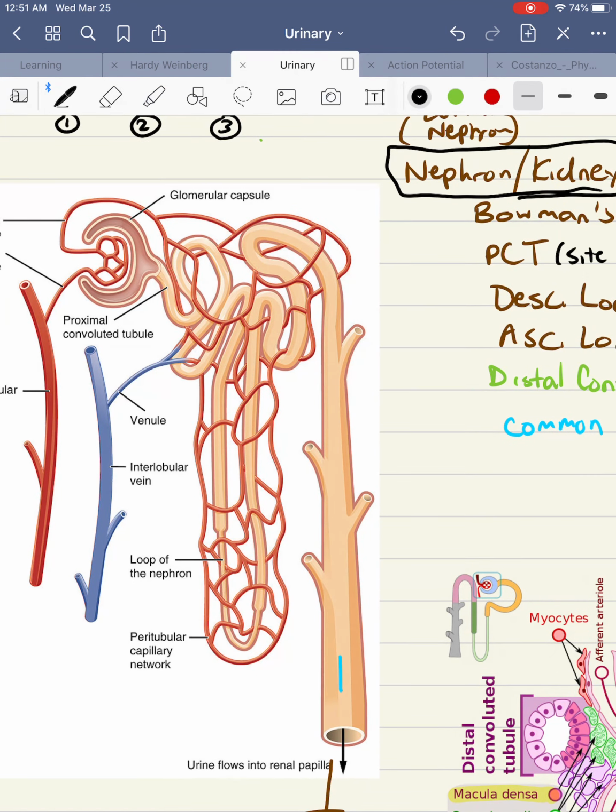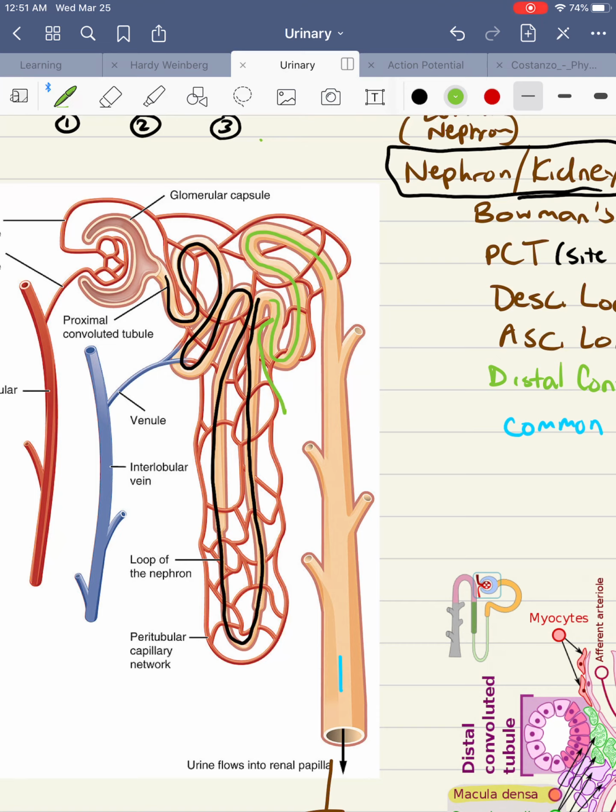So let's look at the nephron again. Remember, the nephron has the PCT, which is the proximal convoluted tubule, right? Eventually, we're going to reach the loop of Henle. This is the descending loop of Henle, right over here. Then we're going to hit the ascending loop of Henle, right? We're still in the water slide. And eventually, we're going to hit the distal convoluted tubule.